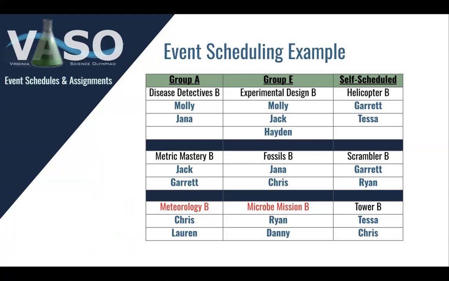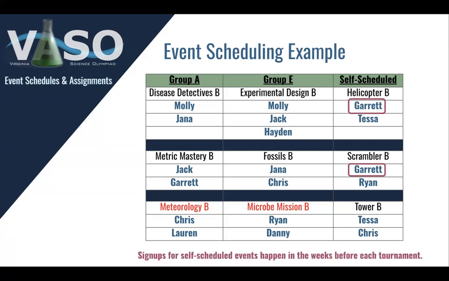Now you might be wondering why I had to make that change in Group A, but I didn't have to make that change in the self-scheduled column. Garrett's listed for 2 events there. Don't those conflict? Well, no, they're self-scheduled. So as a coach, I can sign up for 2 different time slots to make sure that Garrett can do both events during tournament day. And I'll also pay attention to his other events to make sure that they don't conflict with Metric Mastery. I control the times at which my students will compete in those self-scheduled events, so I can make sure that I'm not double booking anybody in my selections.